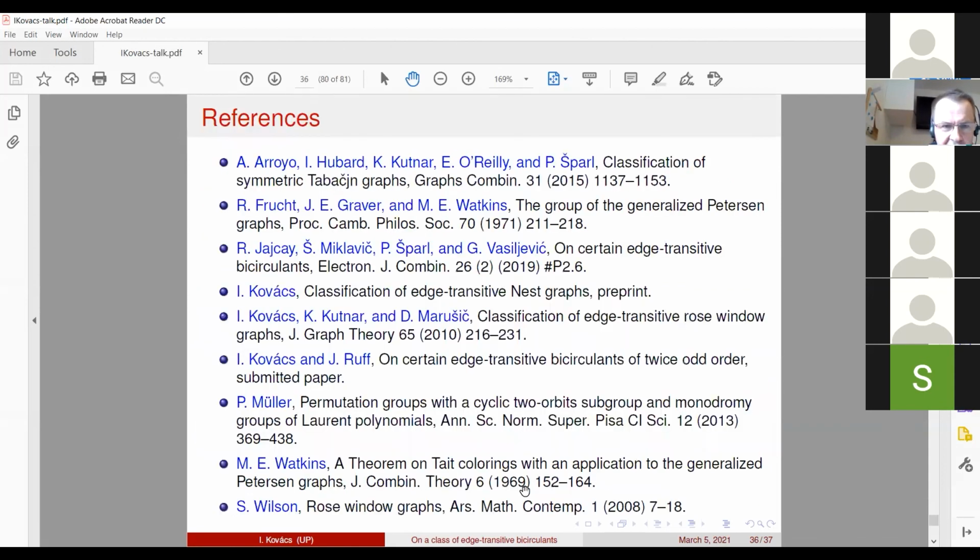I would like to show you the references. The paper with Janos we just submitted, and I will put it on the arXiv. The other result on the classification is still before submission.